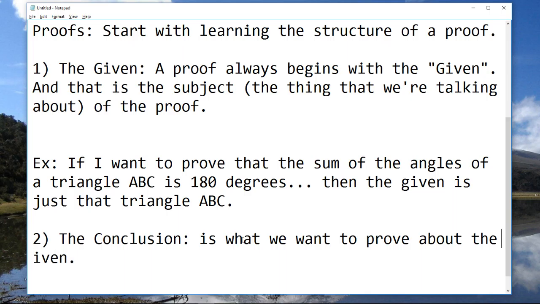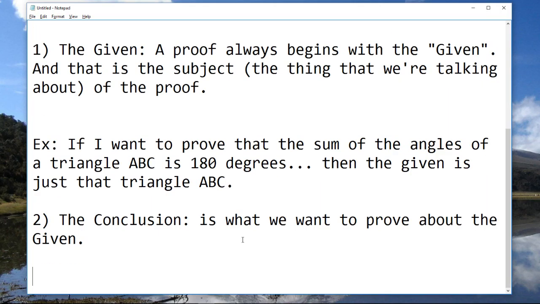Maybe I'll make a capital G there. And in this case, we want to prove that the sum of the angles is 180 degrees. That would be our conclusion of our proof.